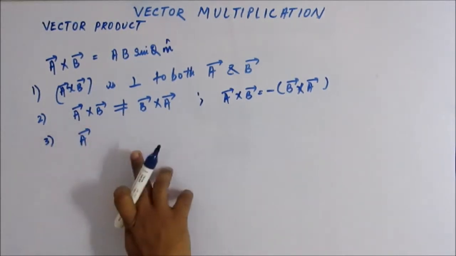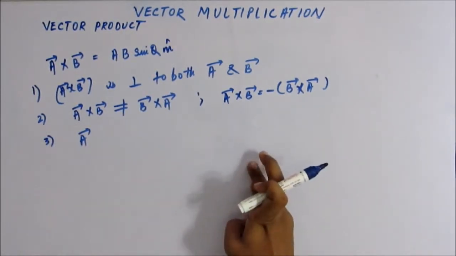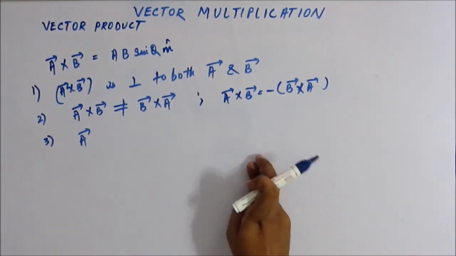So vector products are not commutative. In dot product or scalar product, we saw A dot B was equal to B dot A because there was no issue of sign. That was a scalar thing.